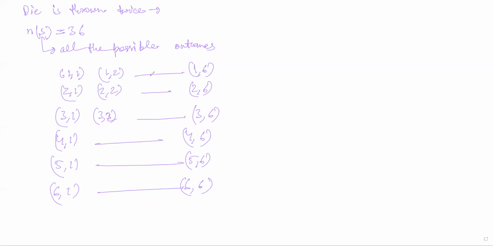Now we have a total of 36 outcomes, but some of the outcomes will have sum as 6. Now tell me which of the outcomes will have sum as 6? 5 1, 1 5, yes. 2 4, correct. 2 4, 4 2, yes. 3 3. Will there be some other element as well?